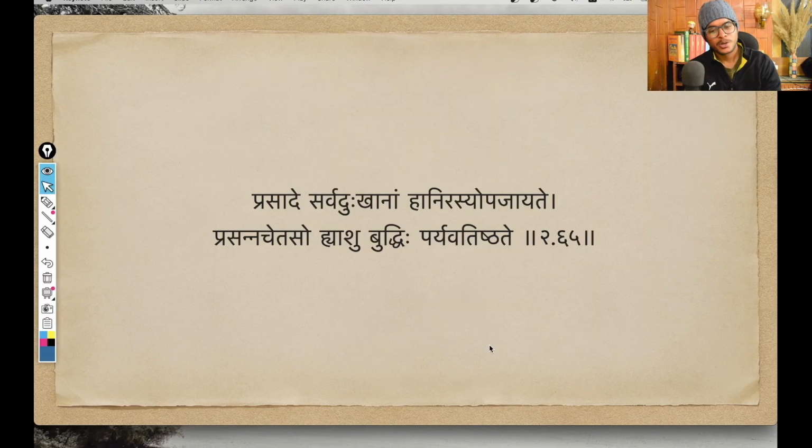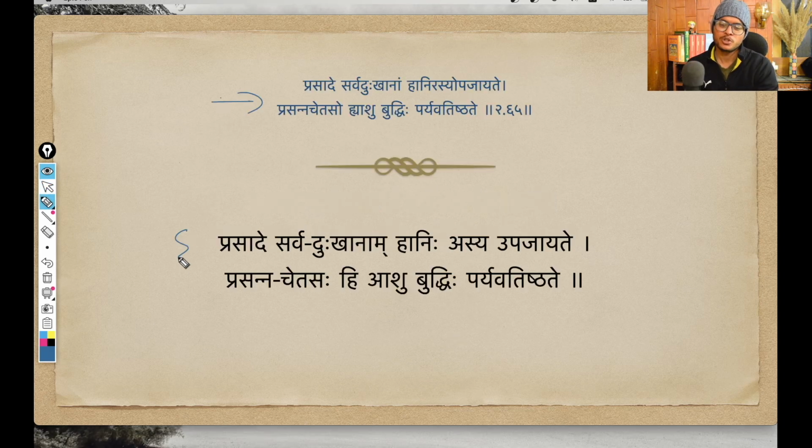Okay, so this is the shloka in hand. Let me go through the shloka once. Prasade sarva dukkhanam hanirasyopajayate prasanna chetaso hyashu buddhih paryavatishthate. Okay, so this is the Mula Shloka and this is the Padacheda, Sandhi Vicheda version of the shloka.